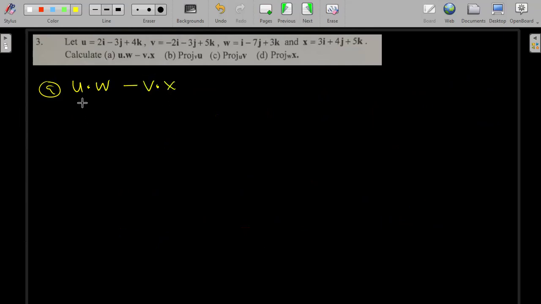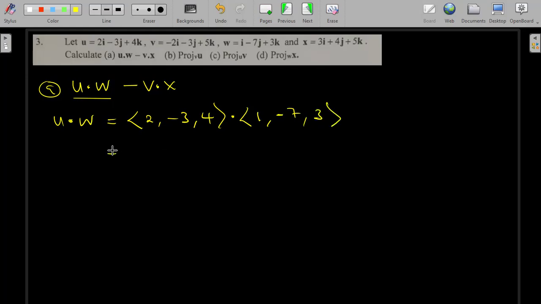Of x. So let's first find the dot product of u and w. The dot product of u and w: I get my u, which is (2, -3, 4). Then I do the dot product with w, that is (1, -7, 3). So this here is my dot product, which I am supposed to find.